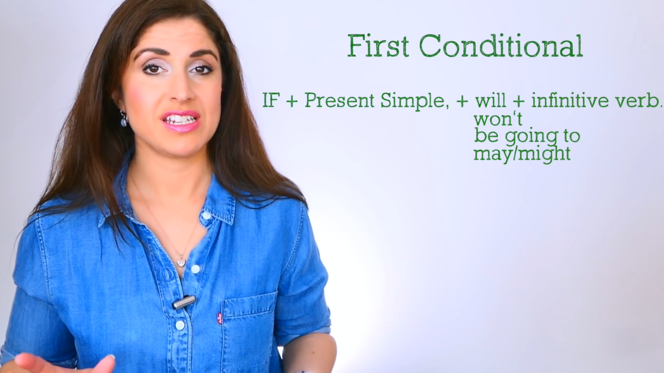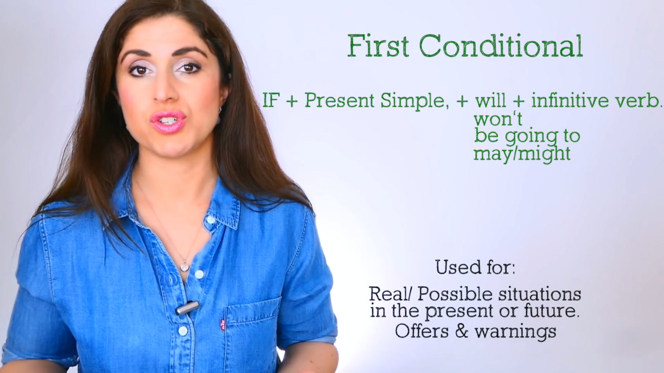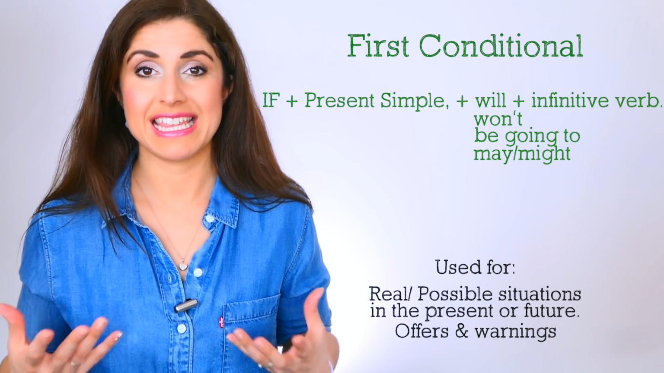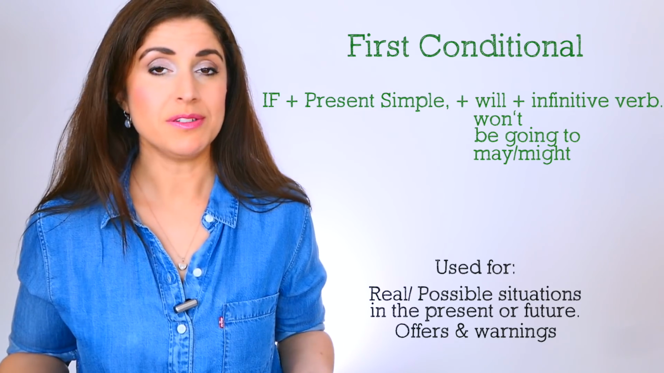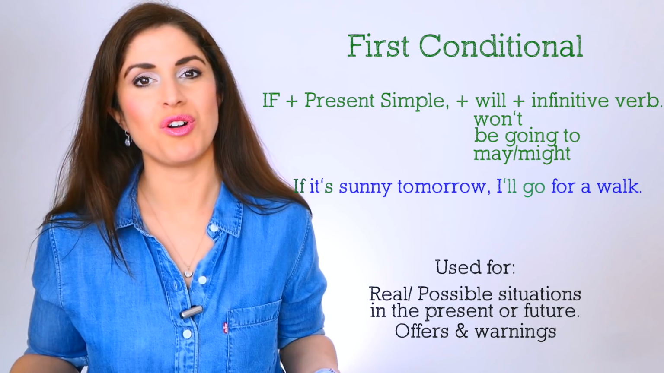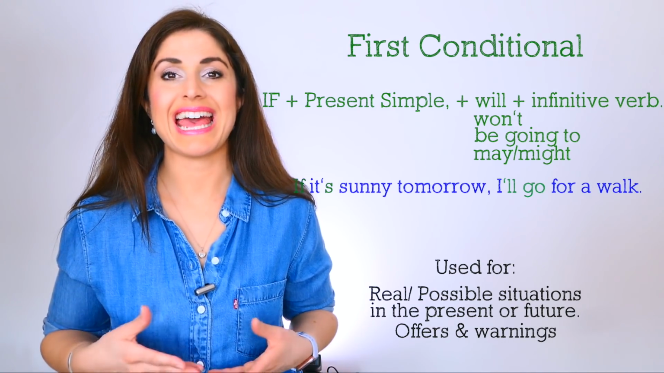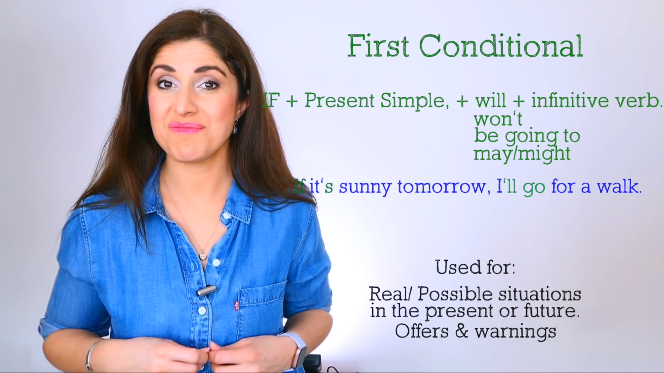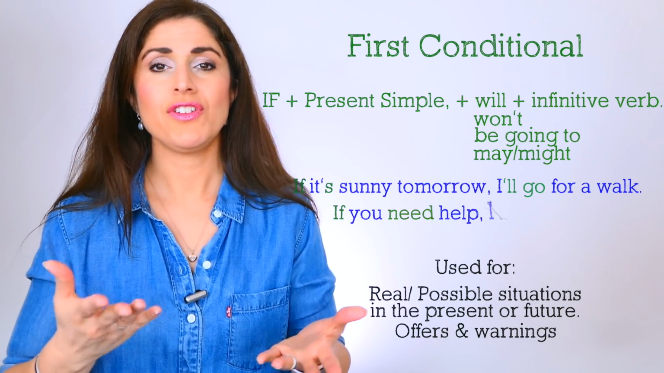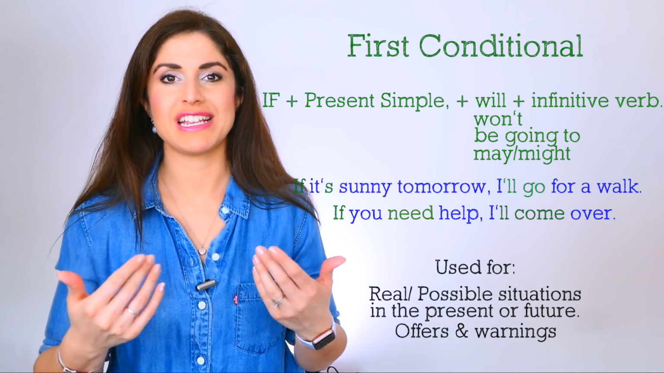We use the first conditional to talk about possible situations in the present or the future. So they are possible. It's quite likely that these things will happen. For example, if it's sunny tomorrow, I'll go for a walk. Here we've got a possible future event and the result. Nice and simple. You can use first conditional to make an offer. If you need help, I'll come over. Here you're offering your services, you're offering to help somebody.